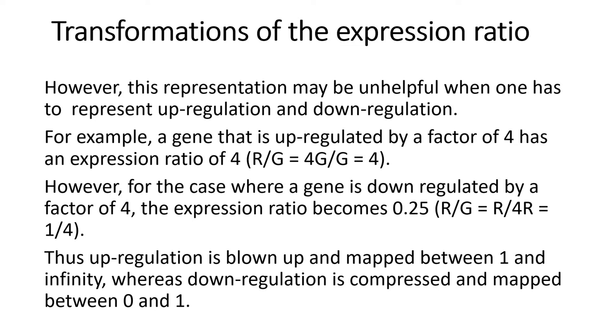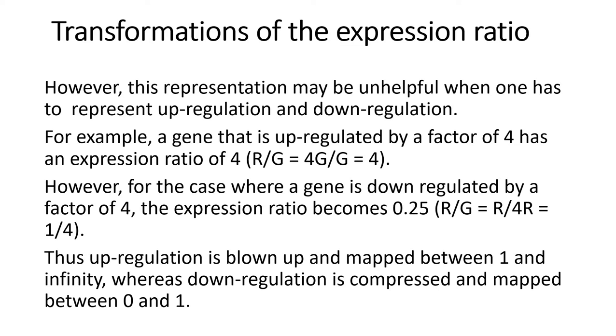For example, a gene that is upregulated by a factor of 4 means the expression ratio RK by GK is 4G divided by G, so the ratio is 4. The expression of the gene is upregulated by a factor of 4. That means genes are highly expressed. On the microarray slides, the spots that have more intensity show this high expression, so those genes are highly upregulated.